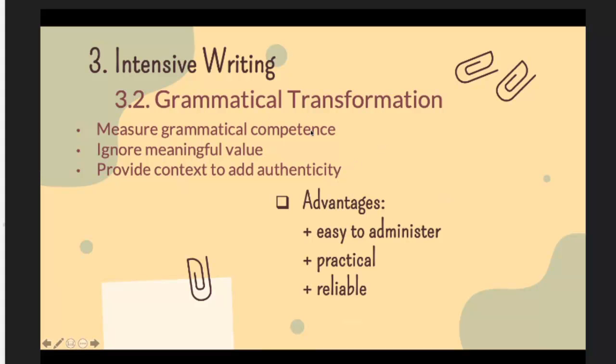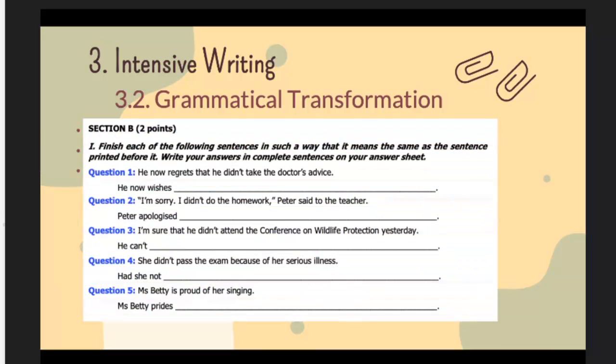Technique number 2, which is the most popular in intensive writing, is sentence transformation or grammatical transformation. It has 3 big advantages. It is easy to administer. It is practical because you can assess a lot of students at one time, and it is reliable too, because normally we will limit the answer to only 1 or 2 possible answers. So yeah, it's reliable. And this is an example I took from the national test in 2016. You can see here, sentence transformation. Yeah, very basic and traditional one.